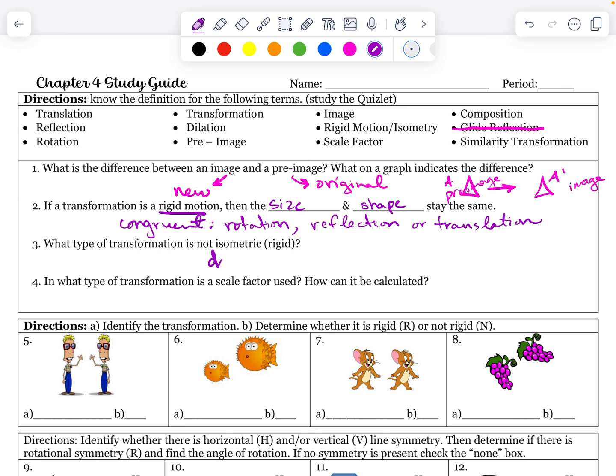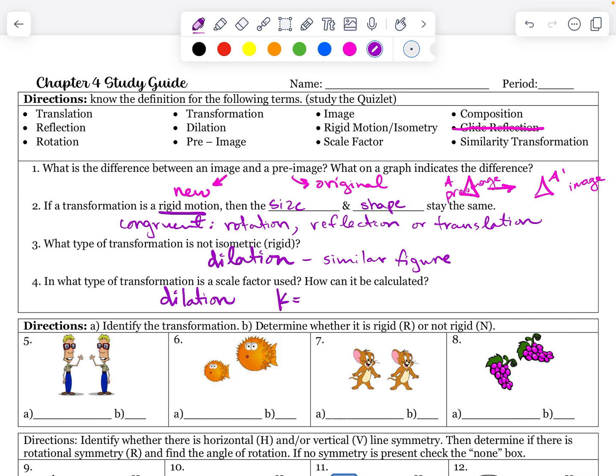What type of transformation is not rigid, is not isometric? That's a dilation. It makes a similar figure. And what type of transformation is a scale factor used? Again, dilation. And it can be calculated, K. Remember, scale factor is K.